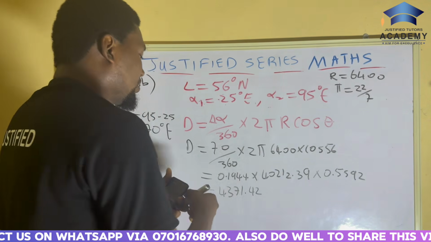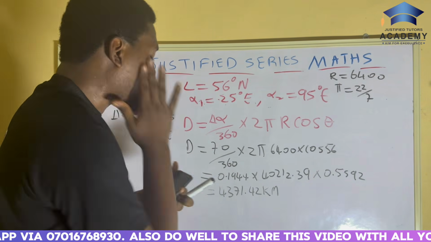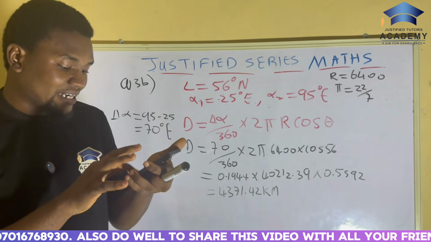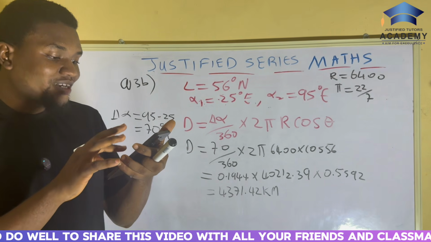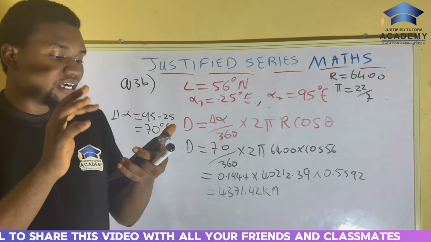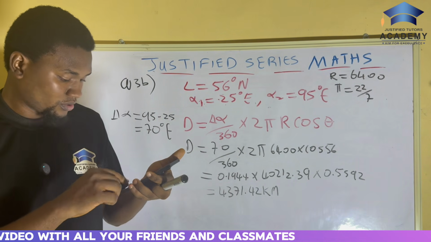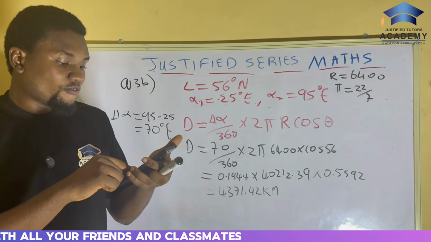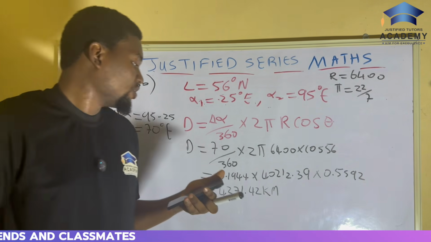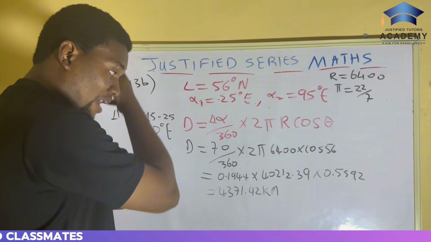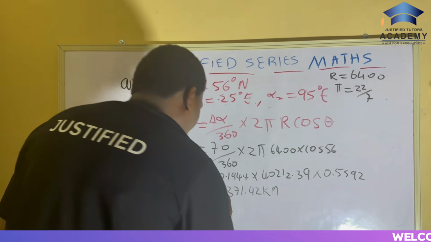4371.42. Now, this is in kilometers. Yes, in kilometers. Now, we are not done yet. The question said that we should find it to the nearest what? To the nearest kilometer. So we have to approximate to the nearest kilometer.